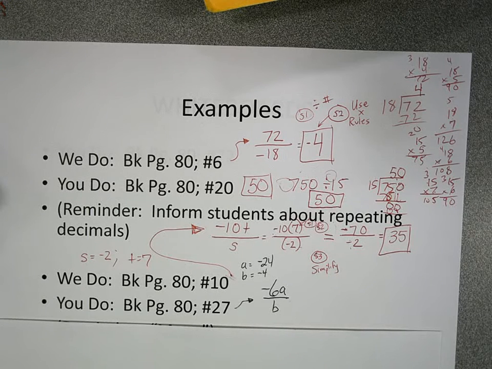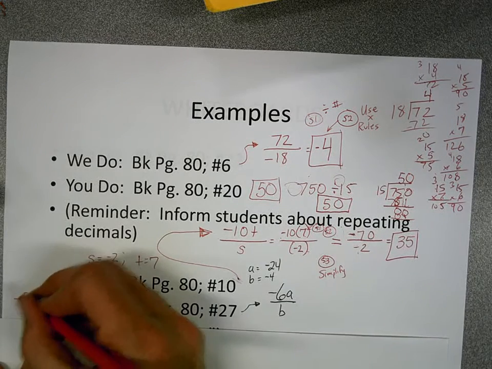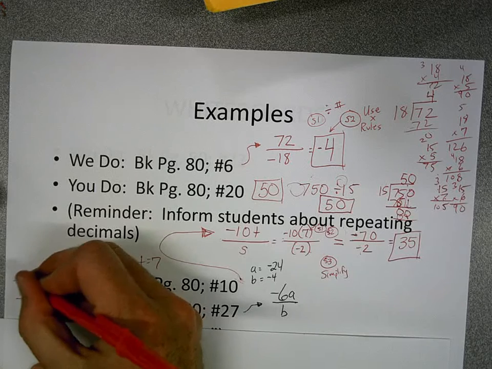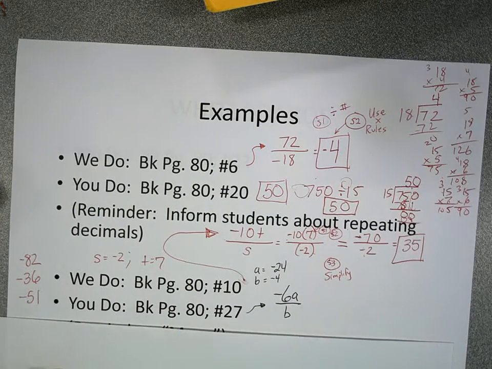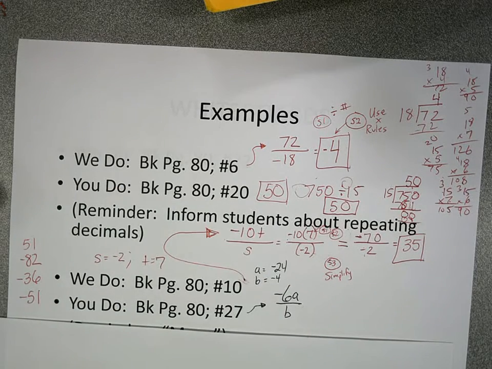Negative 51. Agree, disagree? A couple people have the same answer, some others disagree. Let's get maybe one or two more answers here. I had negative 36. Agree, disagree with that one? Some agreements, some disagreements. Anyone want to share other answers? Negative 82. Positive 51. Okay. Positive 36. Okay.